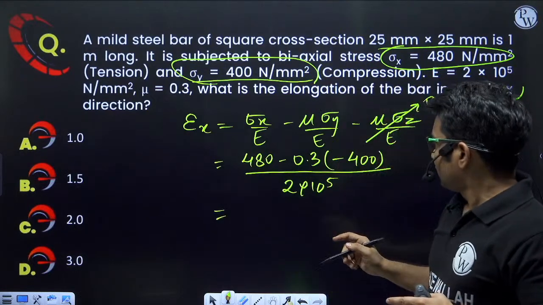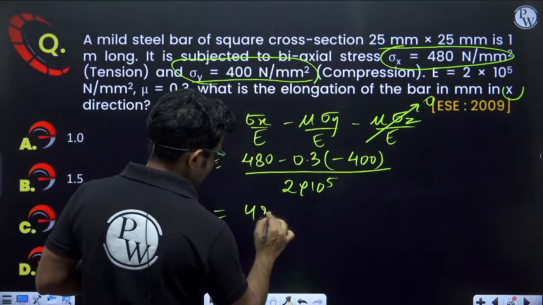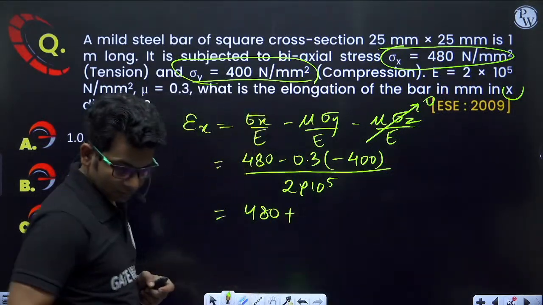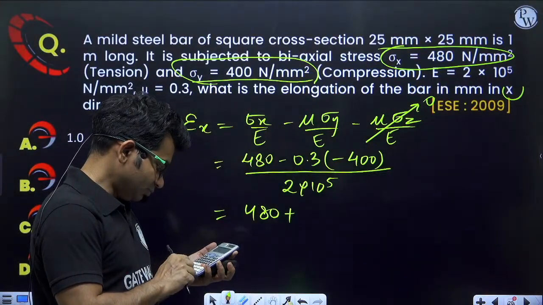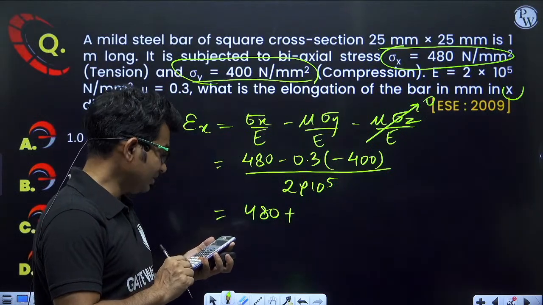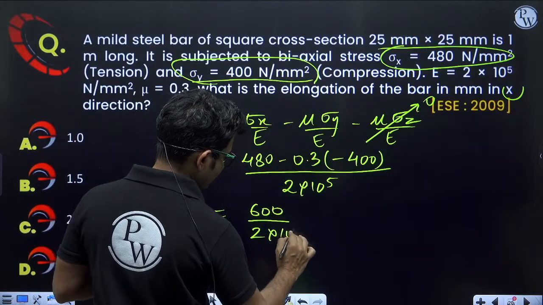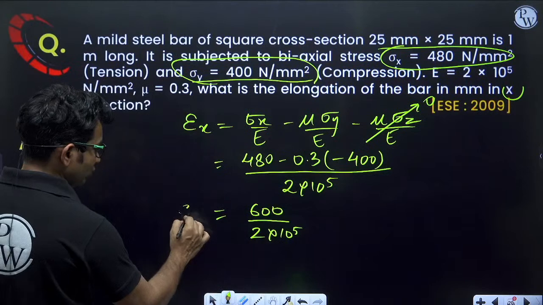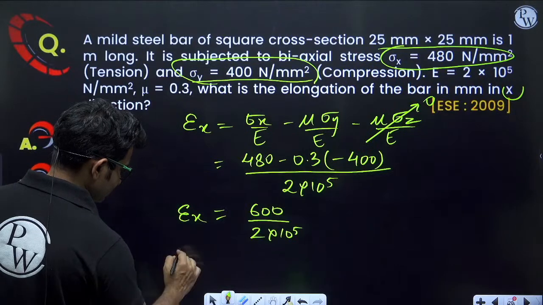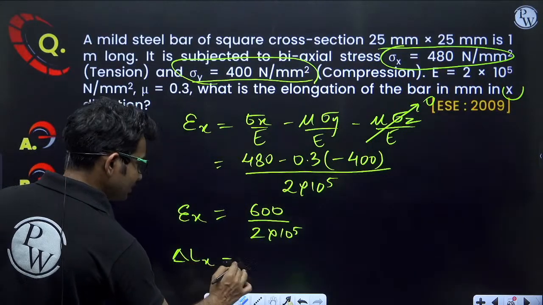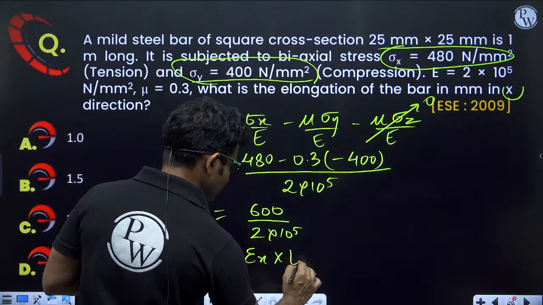Now 480 minus 0.3 into minus 400. Minus minus will cancel out, so we'll be getting 480 plus 0.3 into 400, which is 600. So this value will be 600 divided by 2 into 10 to the power 5. This is the value of strain in x direction. If I want to find out the change in length in x direction, I'll multiply this with the original length. Strain in x into original length in x direction.